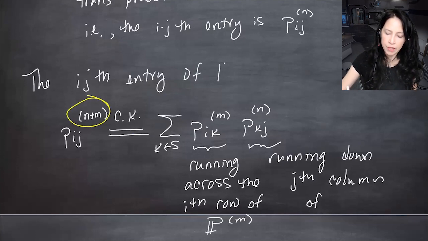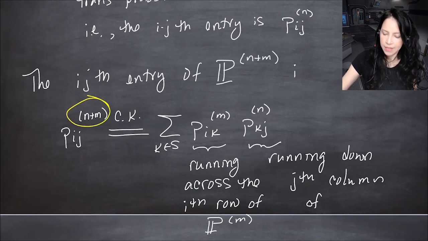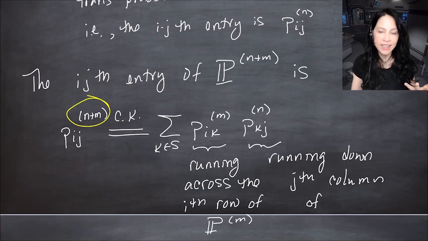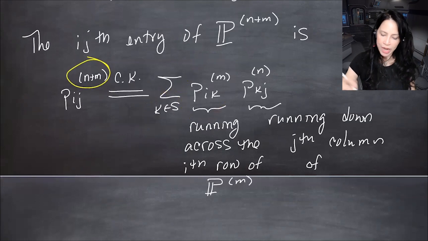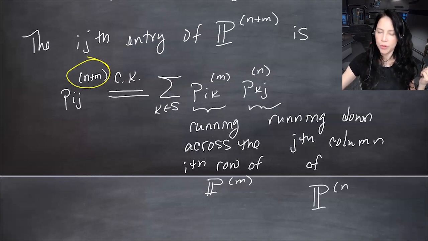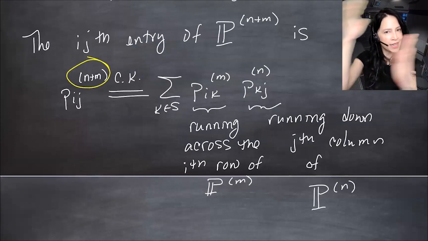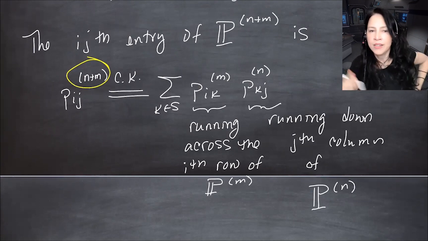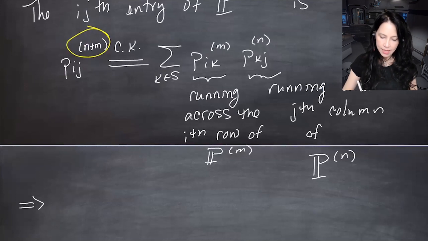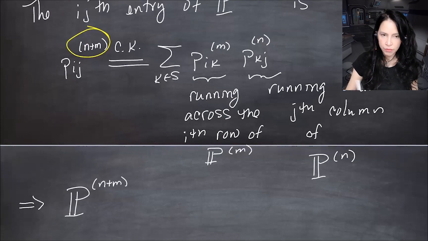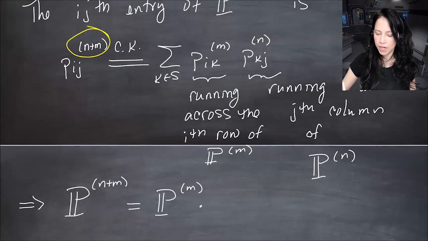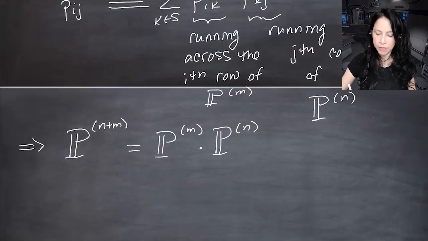The ijth entry of this big bold P super N plus M is this lowercase p_ij super N plus M. And by Chapman-Kolmogorov, we can write it like the right-hand side. And these terms, as k runs over S, are running across the ith row of P to the M. And the other terms are running down the jth column of this big bold P super N. So row column multiplication, that's exactly how you multiply a matrix. The ijth entry of our new matrix comes from running across a row and a column and multiplying elements and summing them. This is telling us that the actual transition matrix for the N plus M step transitions can be gotten by matrix multiplication of the M step transition matrix and the N step transition matrix. So this is matrix multiplication.